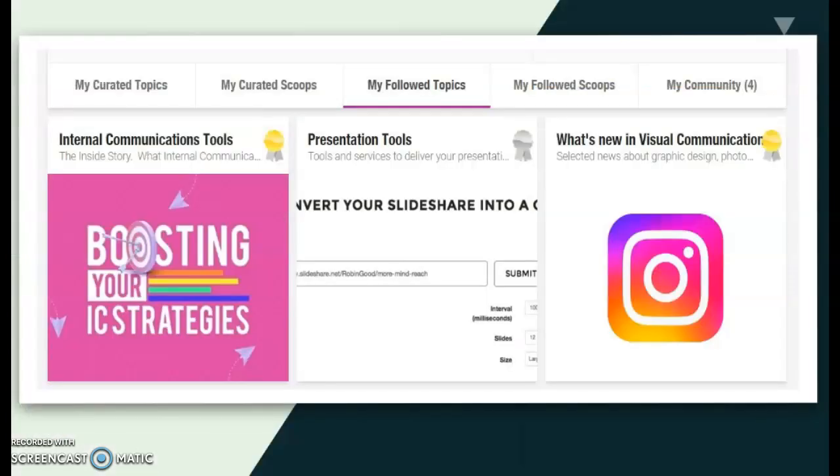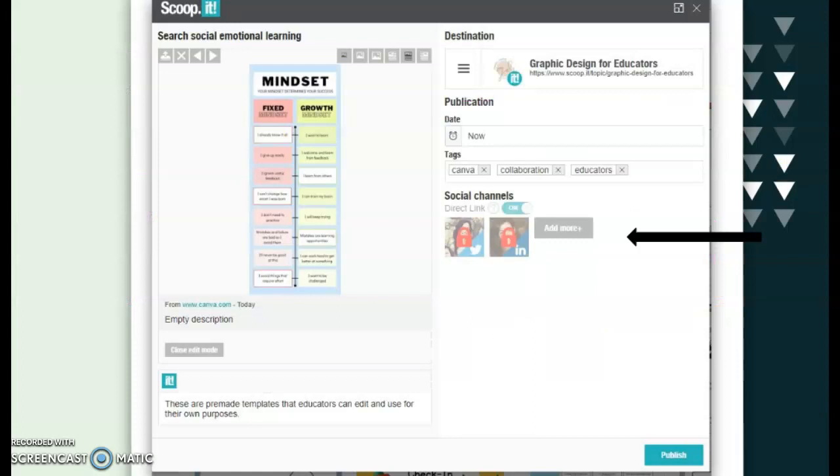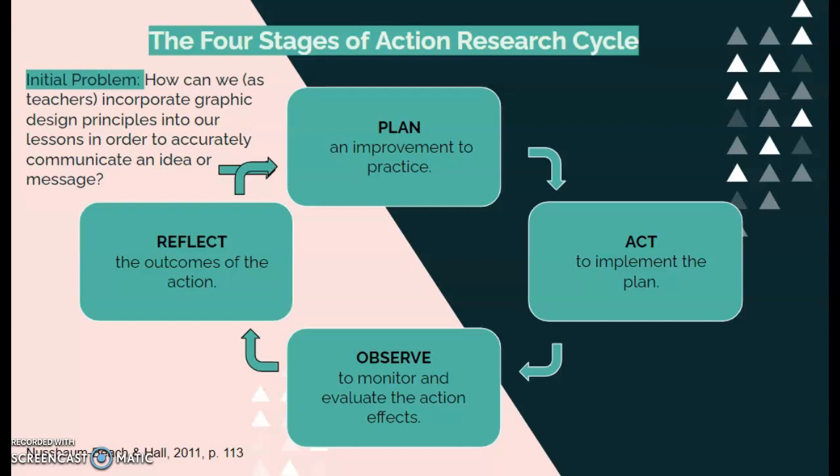I chose to build my connected learning community by following topics and curators who share my interests like graphic design and presentation tools. As I curate content, either by scooping a link from the internet, posting my own content, or scooping content from other like-minded curators, I am not only engaging with my learning community, but I'm also taking steps to build it as well. I believe that when connected learning communities work together towards a common goal, the members stay involved and interested.